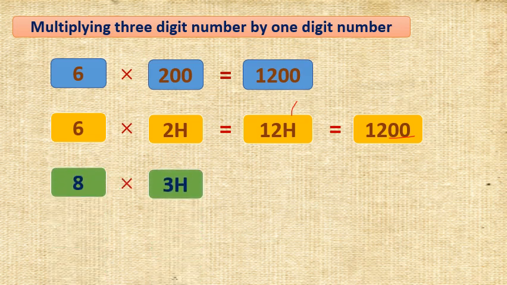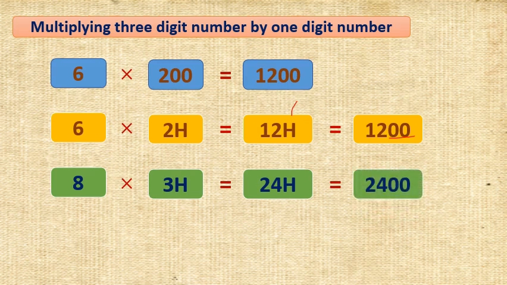8 multiplied by 3h. You know now, correct? 8 3s are 24. So the product is 24h, which is equal to 2400. Means how you will write? Yes, 2400. Isn't it?